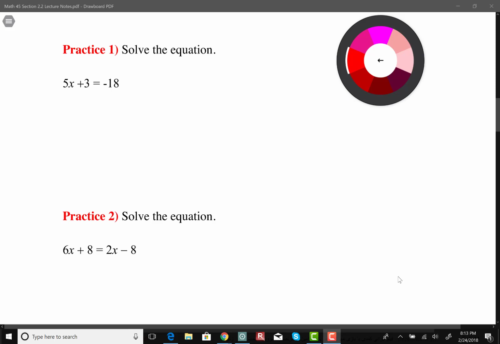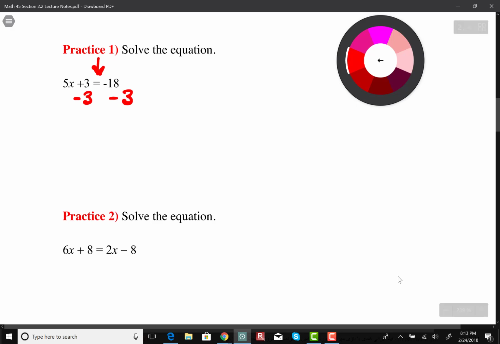So let's go ahead and do the addition property. We always have to do the addition property first and then the multiplication property. So -3, because the opposite of +3 is -3. And remember the equality sign in here, so the other side would be on this side.